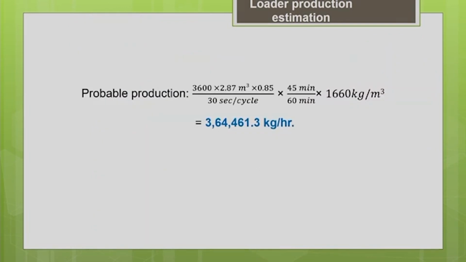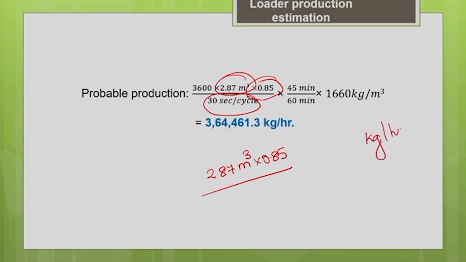Now, let us see how to estimate the productivity of the loader. You know the volume of the bucket is 2.87 meter cube. You adjust it with the bucket fill factor, which is 0.85. You know the cycle time is 30 seconds. Here they have asked you to estimate the productivity in kg per hour. So let me convert this seconds into hour: 30 seconds divided by 3600.